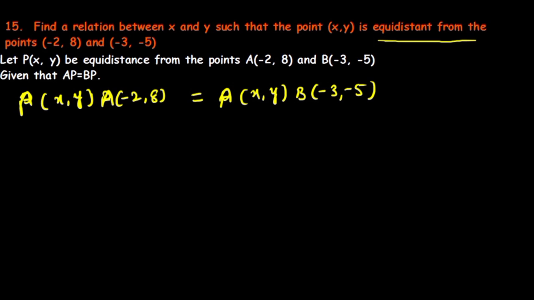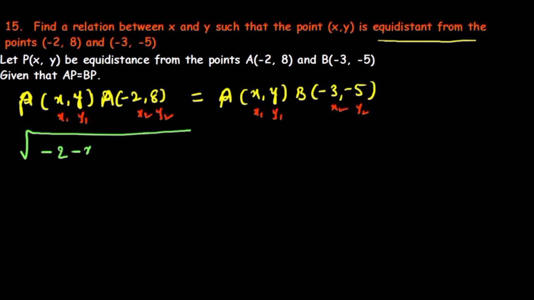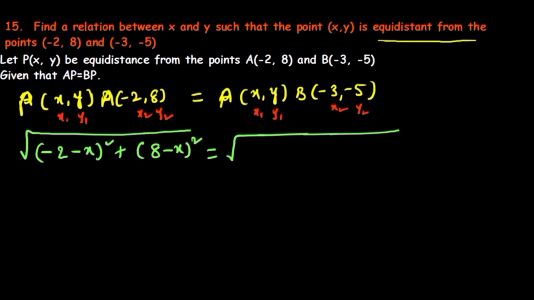So as usual we take x1, y1 and x2, y2. Similarly here also it is x1, y1 and this is x2, y2. So applying the root of the formula, x2 minus x1: here x2 is -2, so -2 minus x whole square, plus y2 minus y1, this is 8 minus y whole square, is equal to root of, here again x2 minus x1, that is -3 minus x whole square plus y2 minus y1, this is -5 minus y whole square.